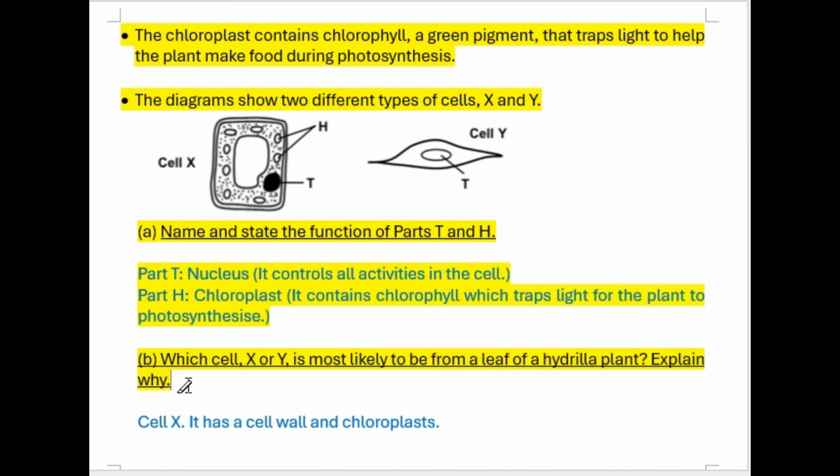B. Which cell, X or Y, is most likely to be from a leaf of a hydrilla plant? Explain why. Cell X. It has a cell wall and chloroplasts.